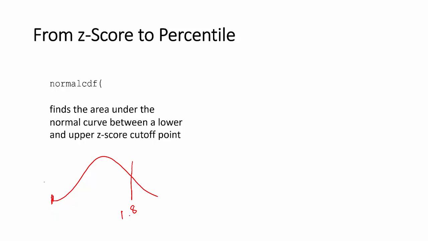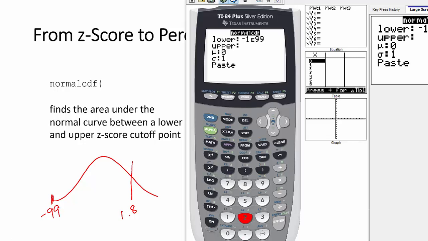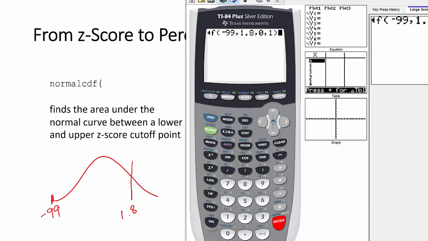That's a really, really, really negative number, right? So I'm just going to say it's negative 99. Whatever the beginning is, I just say it's negative 99. So negative 99, lower. Upper is 1.8. And we're using the normal model, so we have a mean of 0 and standard deviation of 1. That's what yours should look like on your screen. We hit enter again, and we got 0.964.